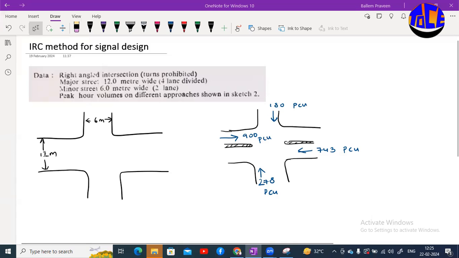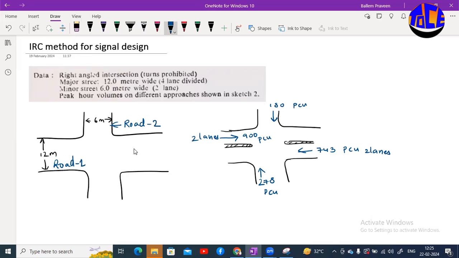So here this is the major road. Let us take this as road 1, and this is my minor road, which will be road 2. Road 1 is of 4 lanes, and if we divide it, it will be 2 lanes in each direction. Here you have 2 lanes, and here you have 2 lanes. The minor road is of 2 lanes, so that means 1 lane in each direction. So this is 1 lane here, and in the other direction you have another lane.